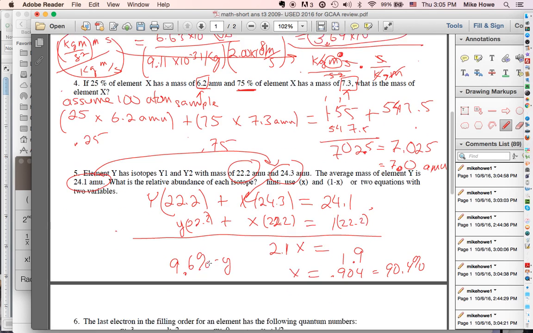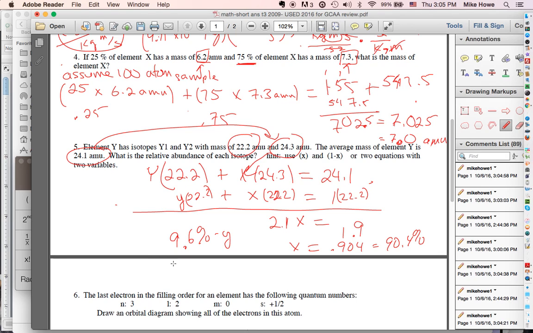All right, the other way you could have set that up, I'm going to set up right here. If you wanted to, you could use y as the 22.2. So y multiplied by 22.2 plus 1 minus y times 24.3. So we'd be defining the percentage of the 22.2 as y and 1 minus y as 24.3. And that would equal 24.1, you could solve. So this one's called using a system of simultaneous equations. This one's using solving by substitution. Either way, you'll get these two percentages. All right, so I'm going to stop there with movie 2.